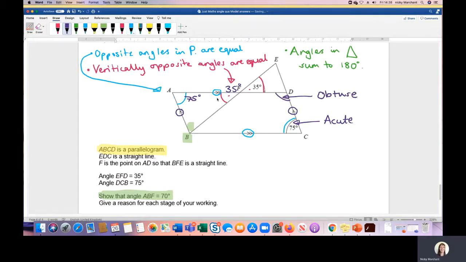So we've got our triangle here now, which should be 180. So 180, subtract that 75 and that 35. So that's taking away 110 in total, leaves us with 70 degrees. So we've just shown what they wanted us to show. This is 70 degrees. You've shown it by calculation, you've given your reasons, and yes, it is 70 degrees. Okay, job done.